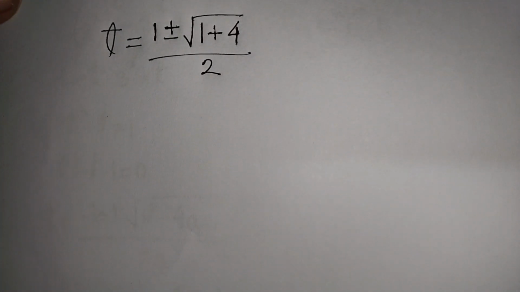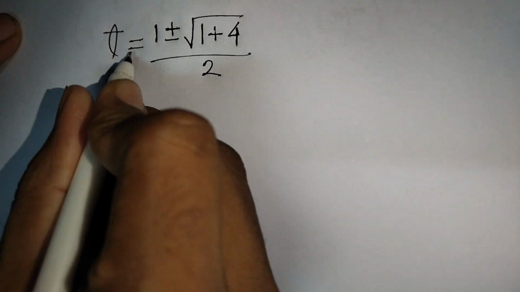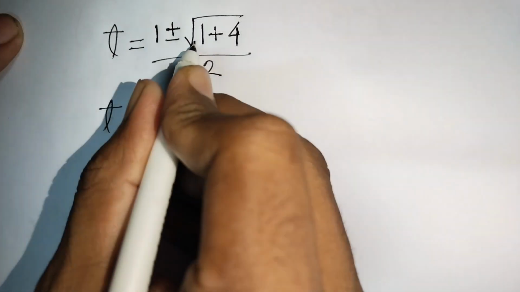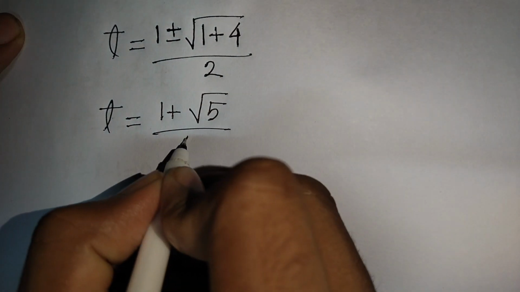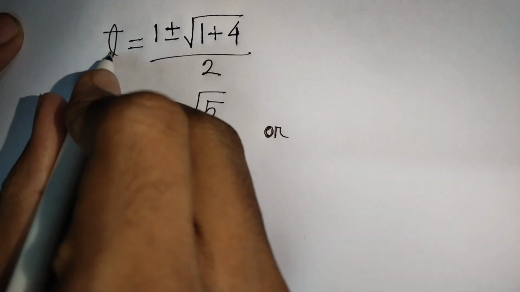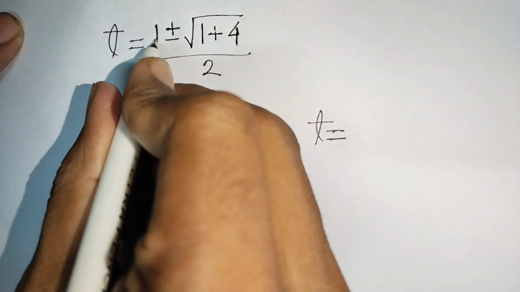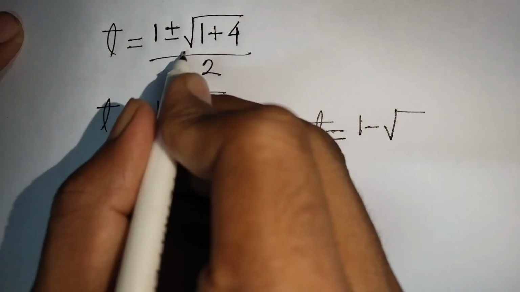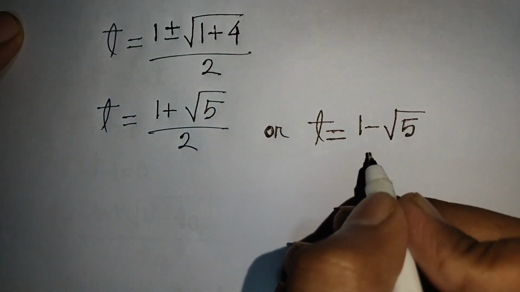Now we see here two cases. So you can write here t is equal to 1 plus the square root of 1 plus 4, that means 5, divided by 2, or t is equal to 1 minus the square root of 1 plus 4, that means 5, divided by 2.